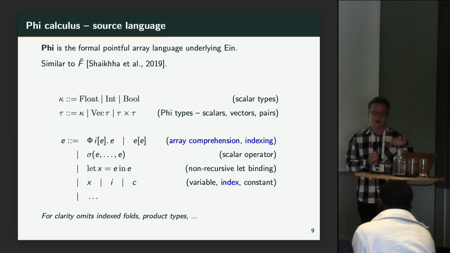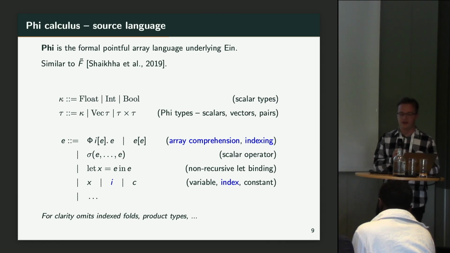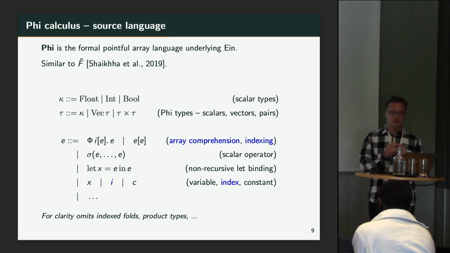The key thing is we've got array comprehensions and indexing, and the weird thing I have in this calculus is that I separate out identifiers. I don't just have variables, I also have a separate kind of identifier called an index. This is denoted with i, j, k, and so on.